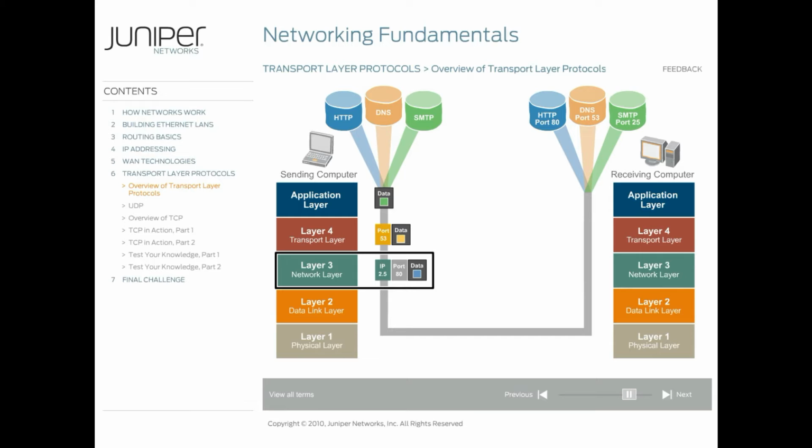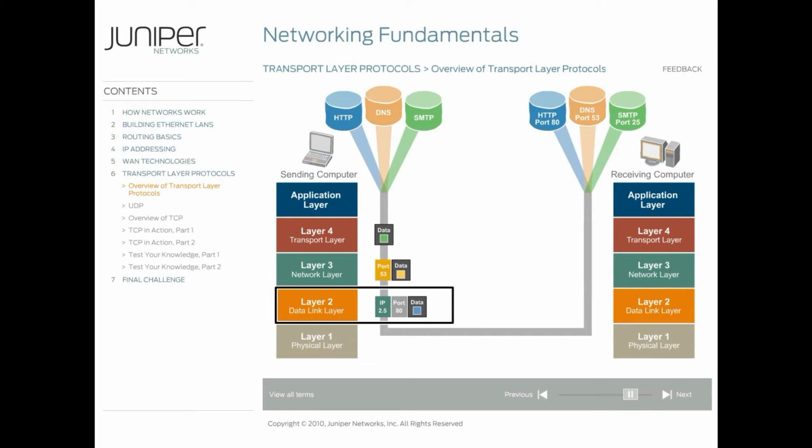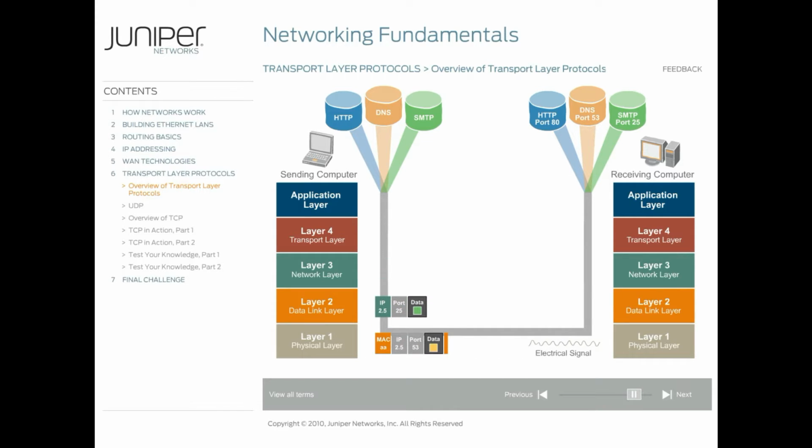Again, for simplicity, we just show a shortened version of the destination IP address here. The network layer then sends the packet to the data link layer, where the layer 2 framing information is added and the data is transmitted. Notice that the transport layer allows multiple application layer protocols to share a single IP interface or IP address. At the physical layer, each of our frames is converted to an electrical signal and transmitted.